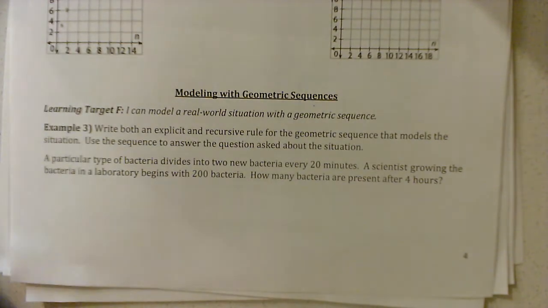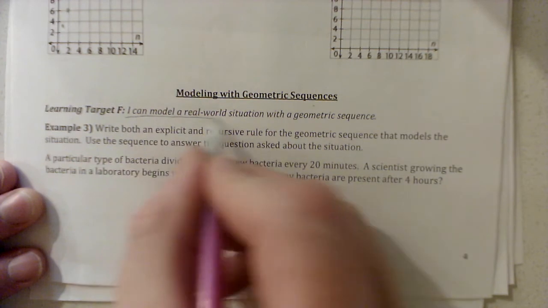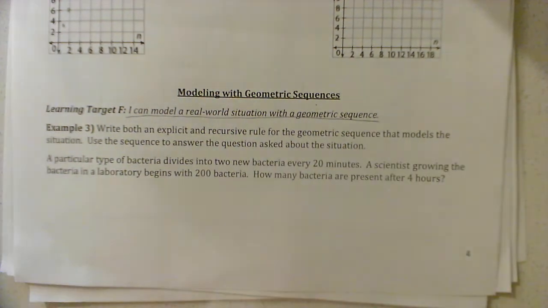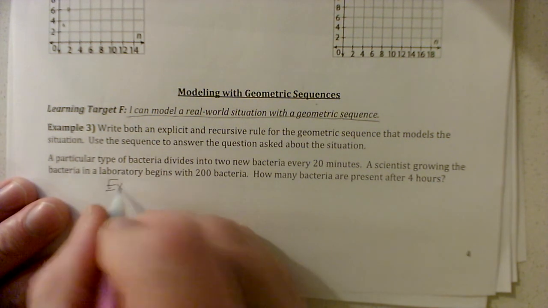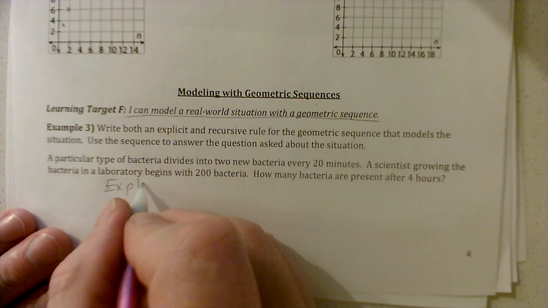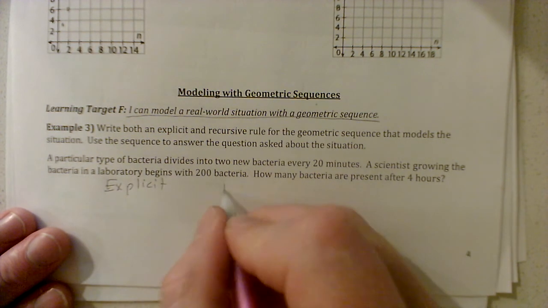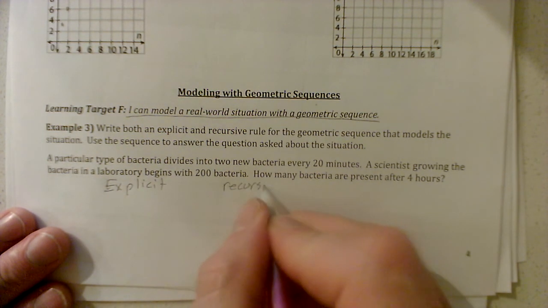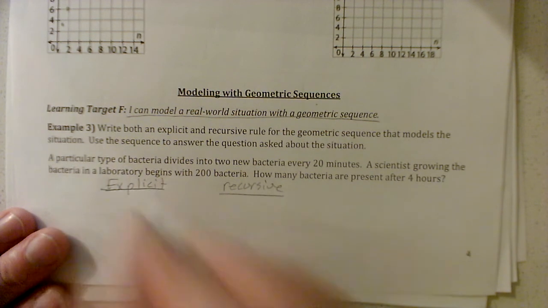And let's come down and talk about this bottom part right here. Let's see if I can straighten this up a little bit. And this is a real-world geometric sequence. All right. So I can model a real-world situation with a geometric sequence. Write both an explicit and recursive. We can do that. Let's write that down here, explicit. I should probably start with recursive. Let's start here with the recursive, and then we'll see what it says.